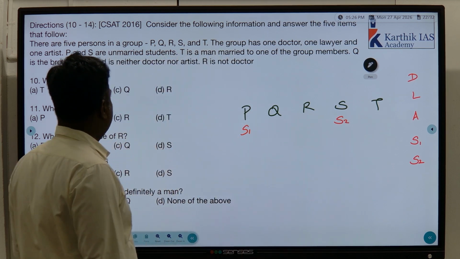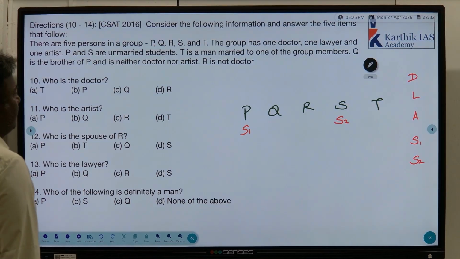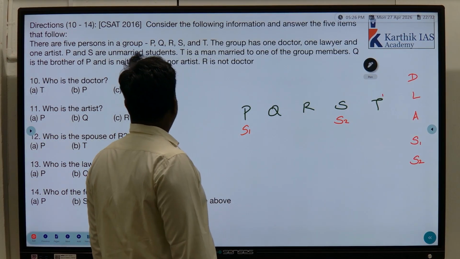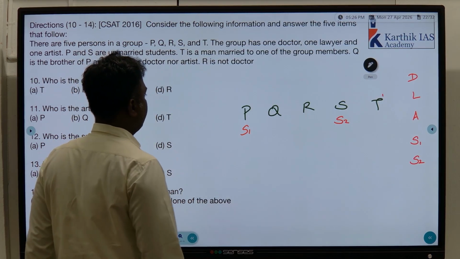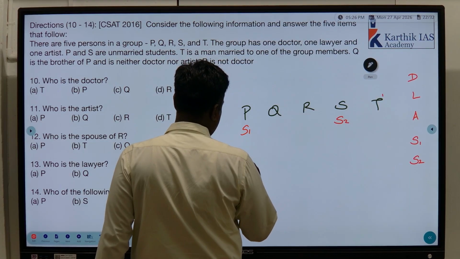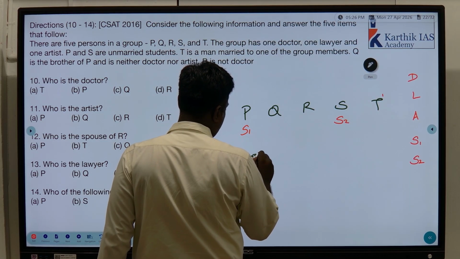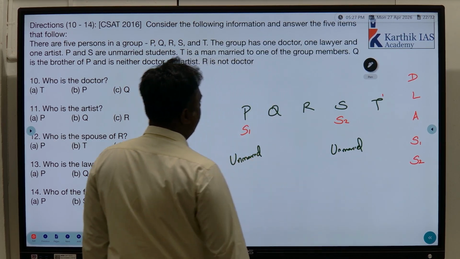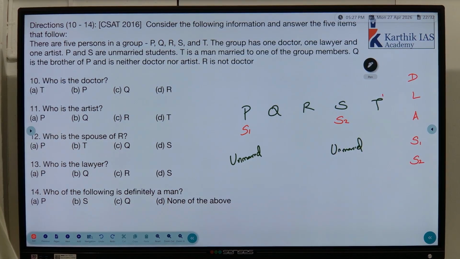2 students, done. T is a man. Okay, T is a man. Married to. P and S are unmarried, they mentioned. So this unmarried student, unmarried. So obviously, T should be married to either Q or R. Understand?